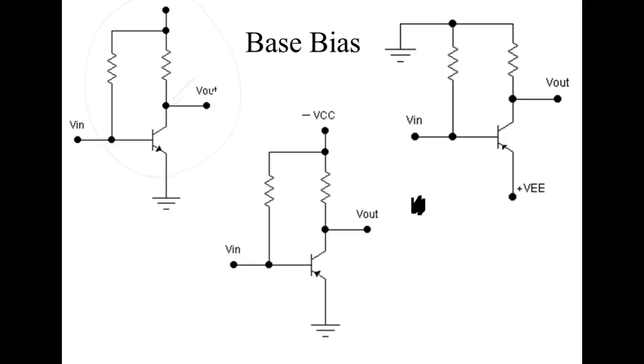These are NPN base bias. This would be PNP base bias. Here we have a minus VCC. And this right here is base bias, but notice we swap things around. We're taking the collector and hooking it to common, and then we're hooking up the emitter to the plus VEE voltage. Can y'all see that? Are you okay?